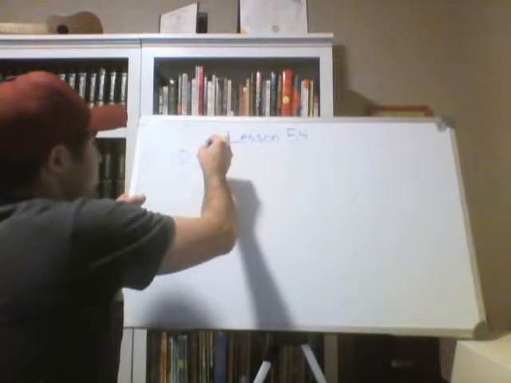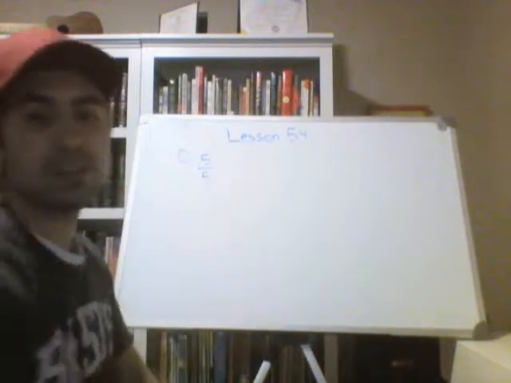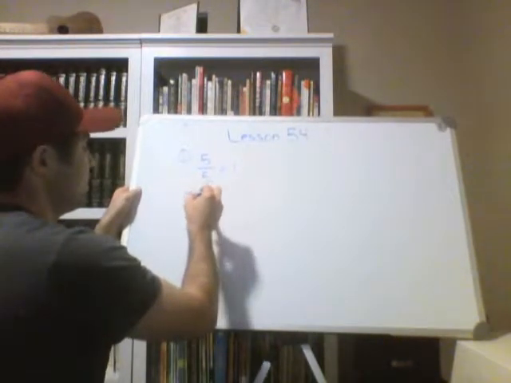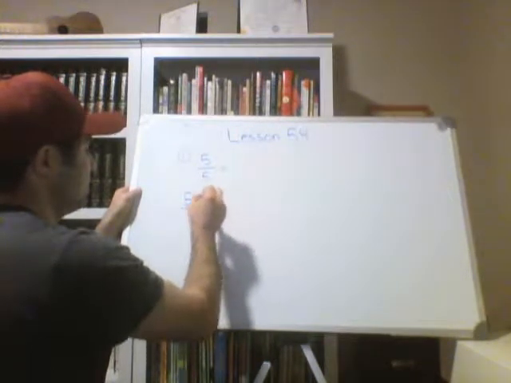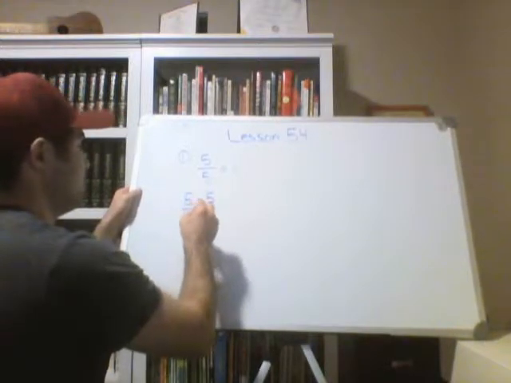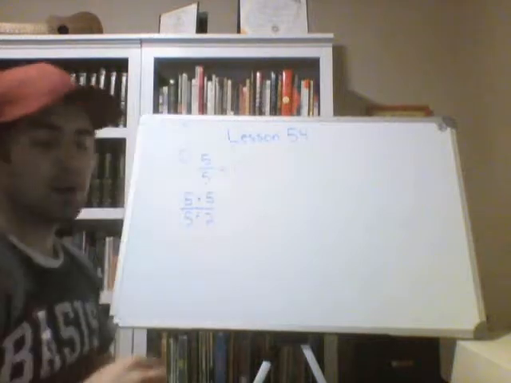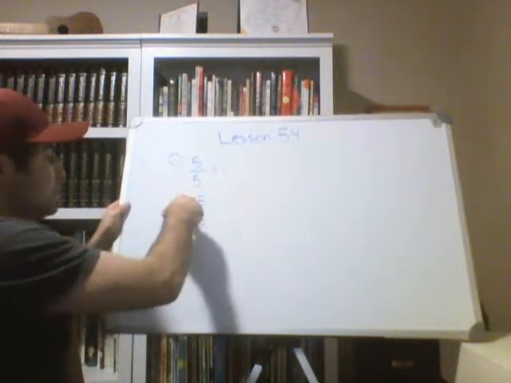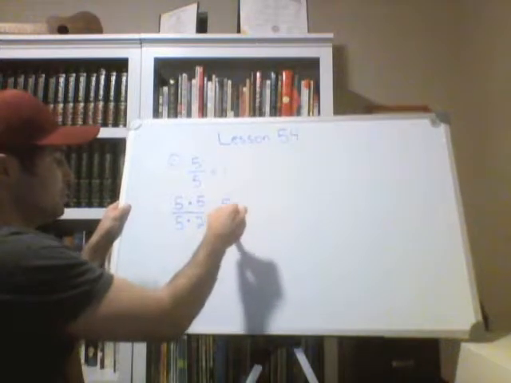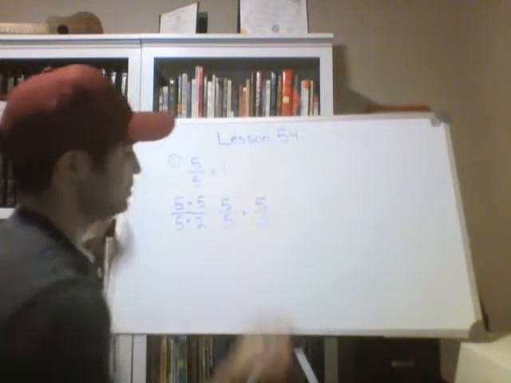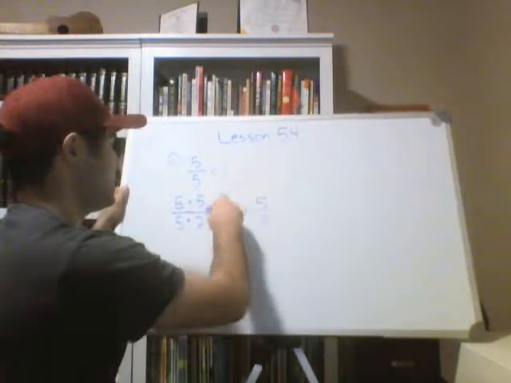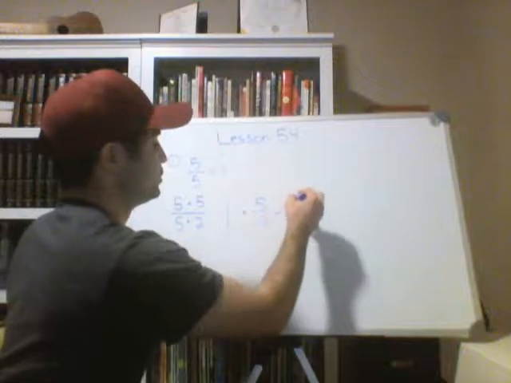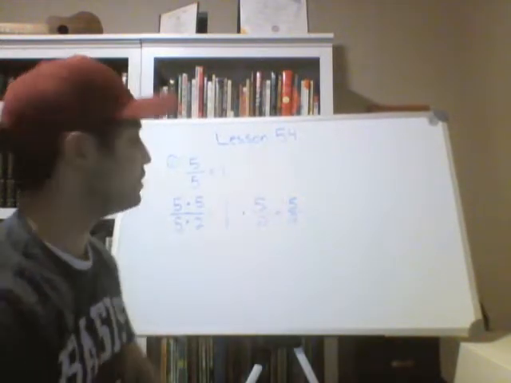You guys know that anything over itself, so say 5/5, anything over itself is equal to 1. Okay? Now if I had, let's say, 5 times 5 over 5 times 2, since this 5/5 is part of the fraction, you can basically say this is 5/5 times 5/2. Okay? And 5 over 5 is the same as 1. So this is really 1 times 5/2, which equals 5/2. And of course you can change that to a mixed number if you would like.